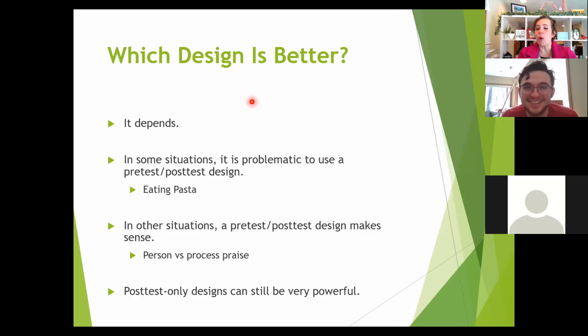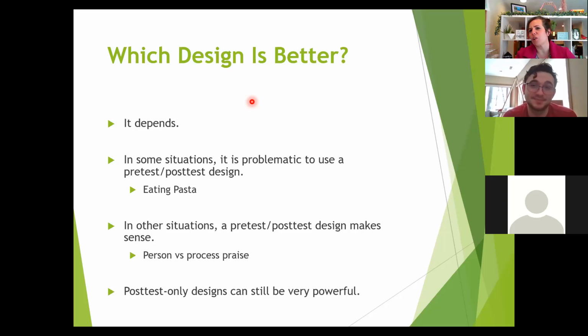All right. So which design is better? Well, there is no one size fits all, as I'm sure you've figured out. It really just depends. In some situations, it's a real problem to do a pre-test, post-test design. For instance, can you do pre-test, post-test with eating pasta? I'm thinking people are going to be tapping out and not feel so good if you're like, and round 2, now eat with a large bowl. You'd be like, what? I can't do it, right?